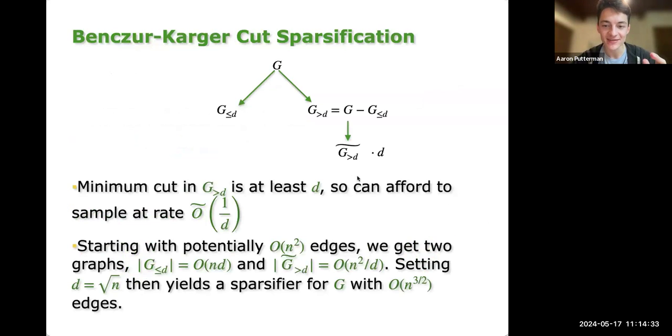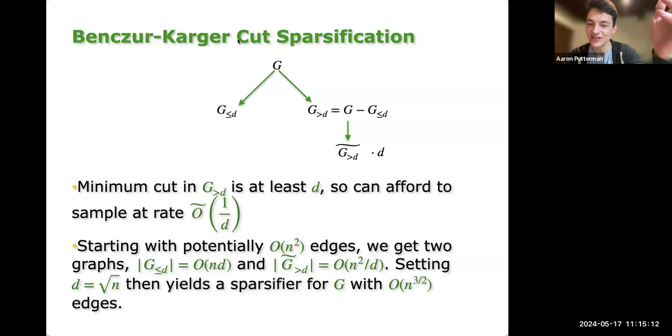So it turns out that this is already going to give us a mechanism for sparsification. We start with the graph G, and right now we'll just parameterize in terms of this cut value D. So you split the graph into 2 parts. On the one hand, we iteratively remove all cuts of size less than or equal to D. This gives us the graph on the left, which was called G less than or equal to D. And then G greater than D is just everything else. The key observation is that every single cut in G greater than D is at least size D. So in this graph, we can afford to downsample, sample at rate 1/D.